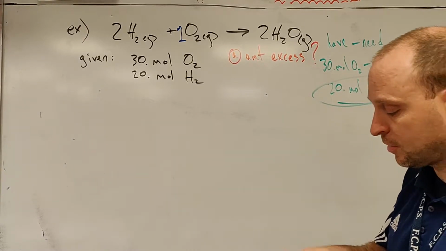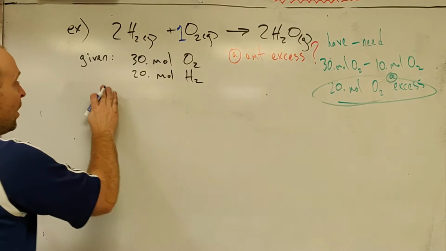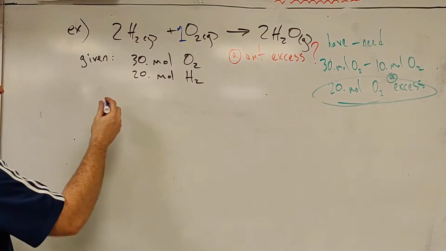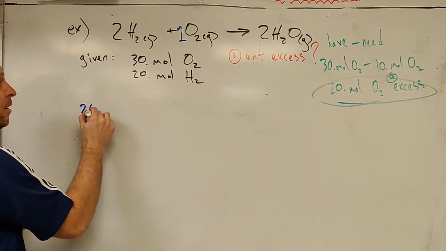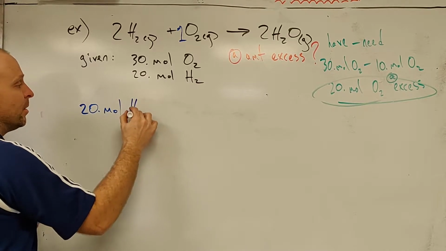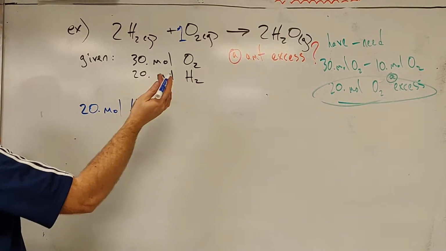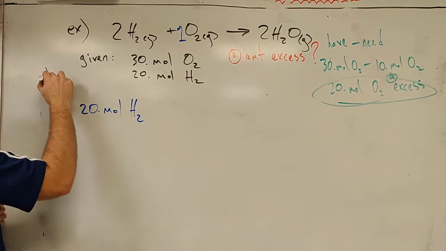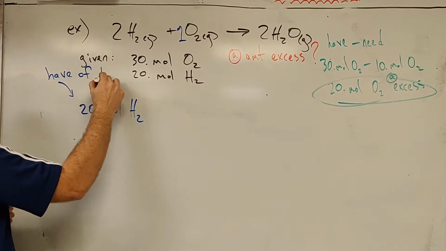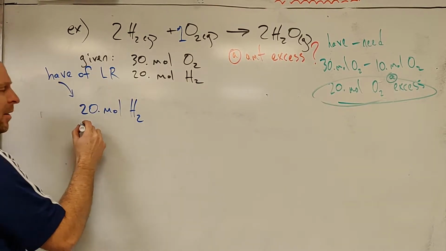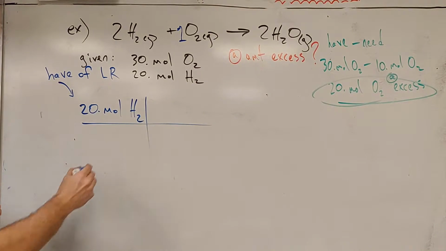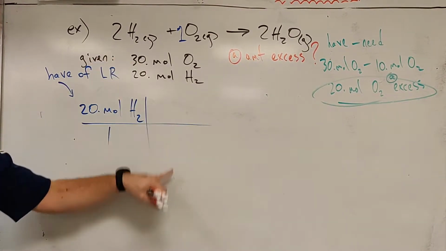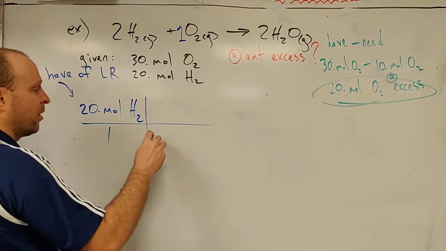out about our products. So our limiting reactant was the hydrogen, and I'm going to start with what is given, right? 20 moles of hydrogen. That's what I have of the limiting reactant. Have of the limiting reactant. I wouldn't label that, but I think it's semi-useful for right now. Start with what you're given. Everything after that comes from the balanced chemical equation.